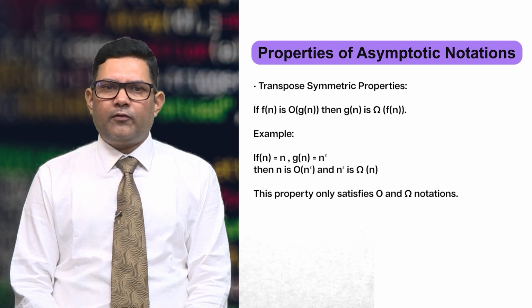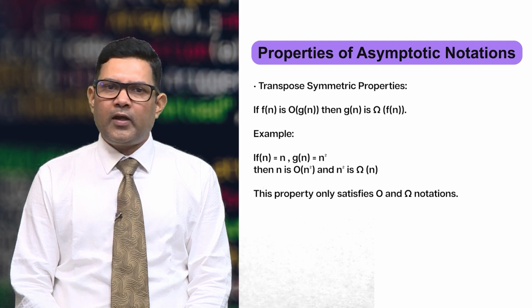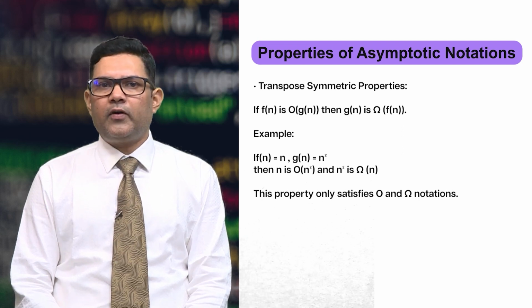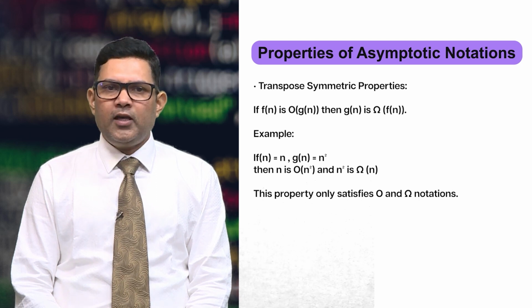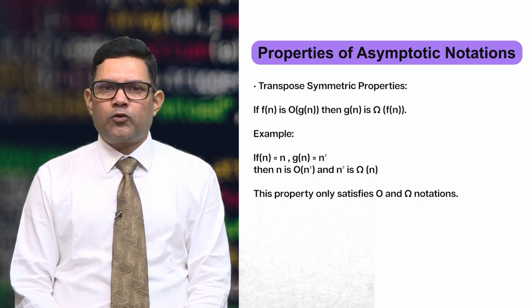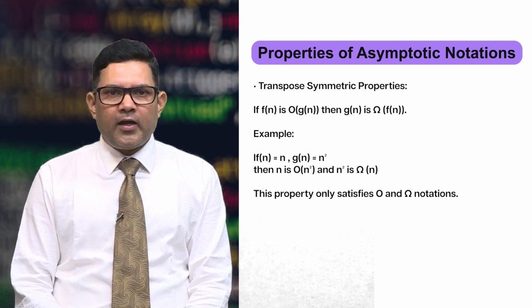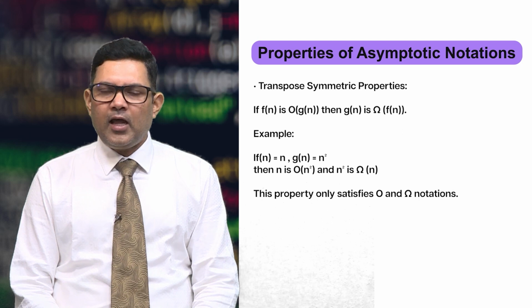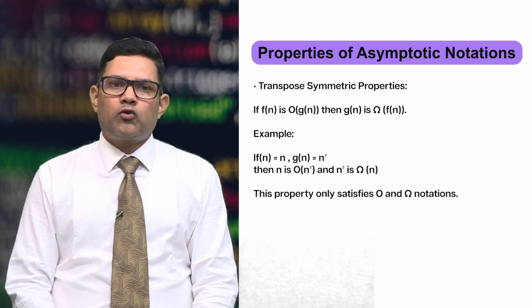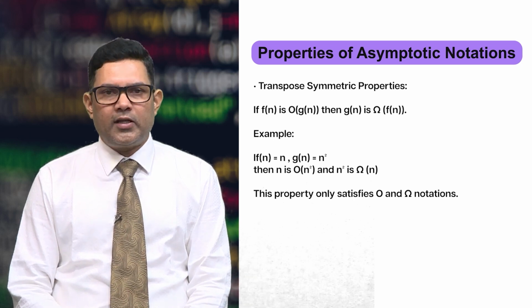For example, if f of n is equal to n and g of n is equal to n square, that means the growth rate of f of n is linear and the growth rate of g of n is quadratic. Then we can conclude that n is big O of n square and n square is omega of n. So if we compare, n is big O of n square: whenever we describe big O notation, the function f of n will always be less than or equal to c times g of n. Here the value of f of n is n and the value of g of n is n square, so n will always be less than n square. So it satisfies the property of big O notation.